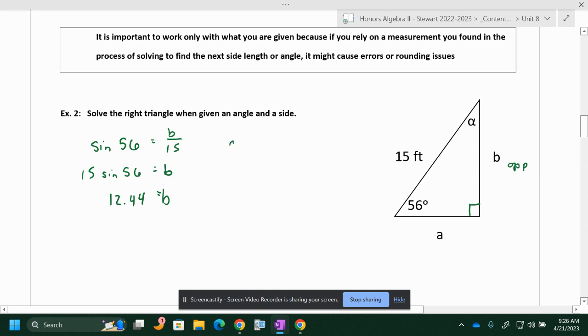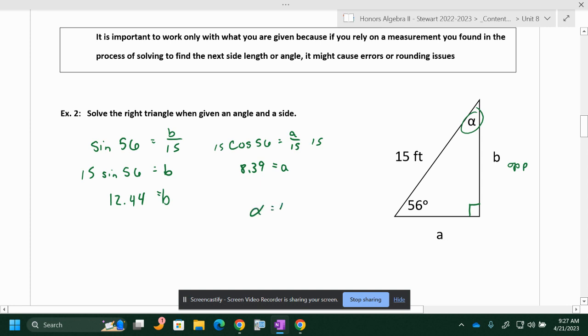Now for A, cosine 56 is equal to A over 15. Again, I'm going to do the same exact steps. I'm going to move 15 over to this side. So 15 cosine of 56. And I'm going to get A is equal to 8.39.